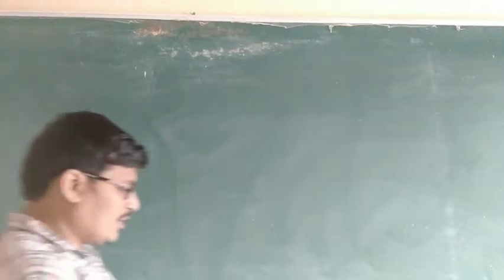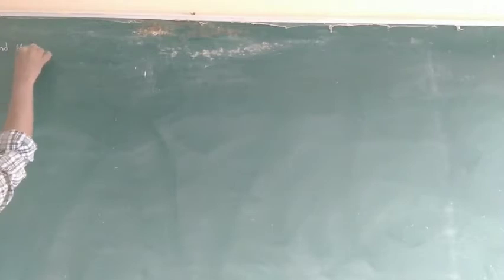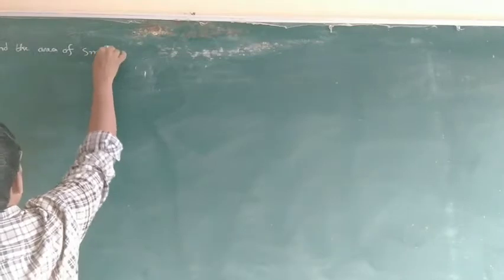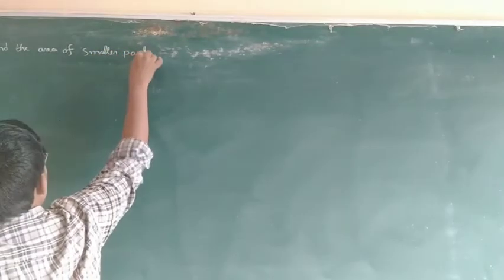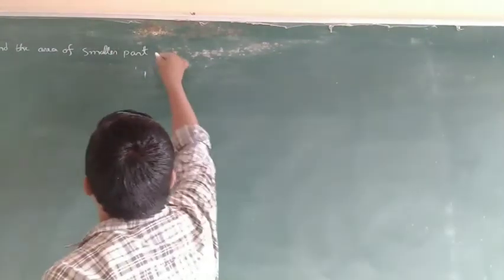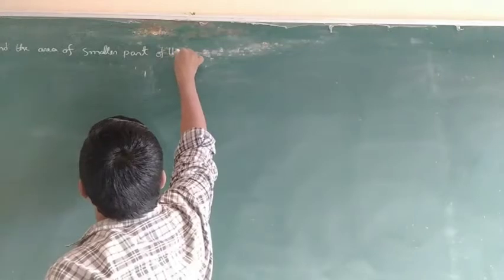Today let us go to the exercise problem number 7. Already 6 completed. Problem number 7. Find the area of the smaller part of the circle.